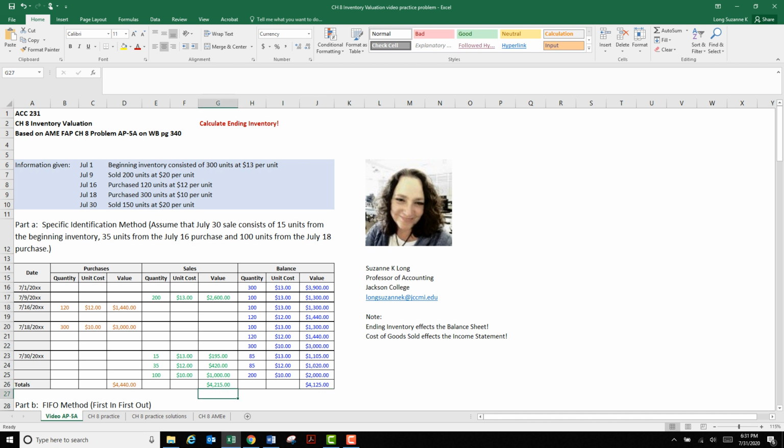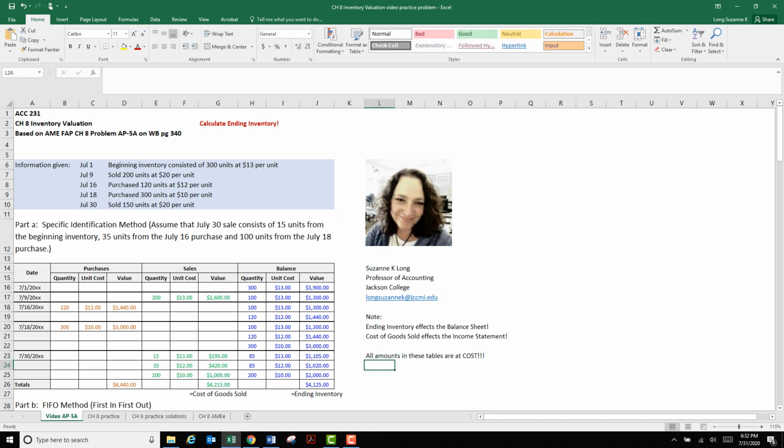I think I'd like to add just a little tag here. I'm going to do apostrophe equals cost of goods sold. 4215 equals cost of goods sold. Apostrophe equals ending inventory. 4125 equals ending inventory. Again, remember that this is all cost. All amounts in these tables are at cost.